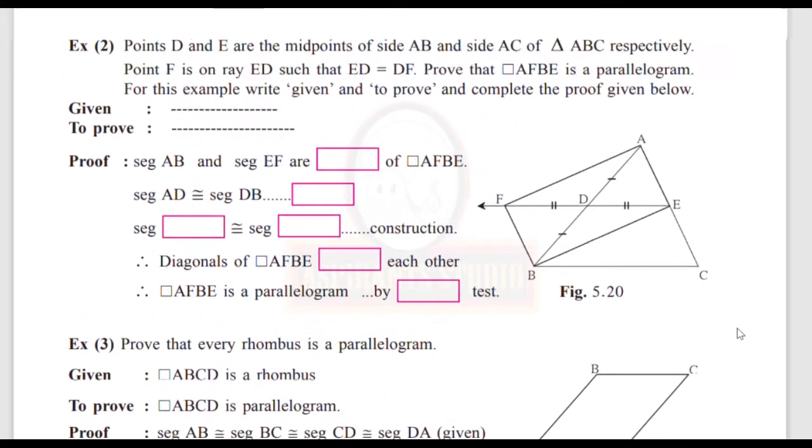Example 2. Points D and E are the midpoints of side AB and side AC of triangle ABC respectively. Point F is on ray ED such that ED is equal to DF. Prove that quadrilateral AFBE is a parallelogram.